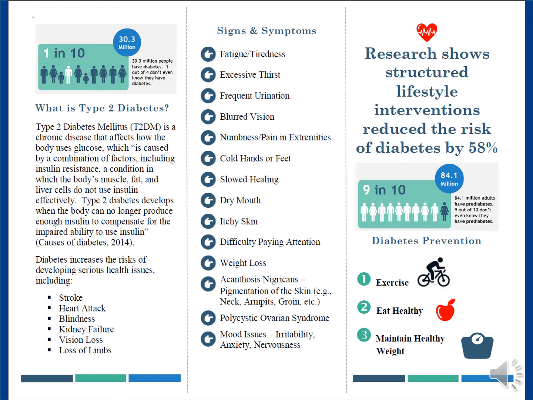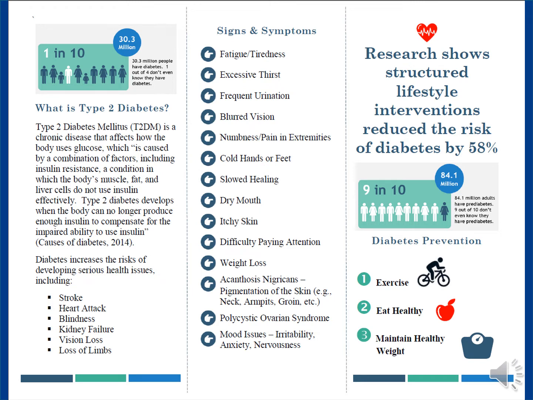Again, what is type 2 diabetes? Type 2 diabetes mellitus is a chronic disease that affects how the body uses glucose, which is caused by a combination of factors including insulin resistance. Insulin resistance is a condition in which the body's muscle, fat, and liver cells do not use insulin effectively. Type 2 diabetes develops when the body can no longer produce enough insulin to compensate for the impaired ability to use insulin. Diabetes increases the risk of developing serious health issues, including stroke, heart attack, blindness, kidney failure, vision loss, and loss of limbs.